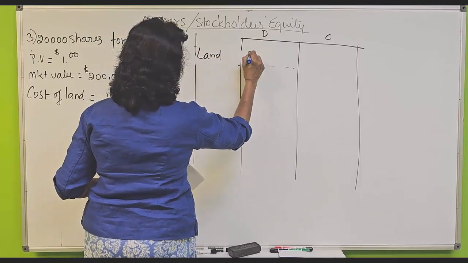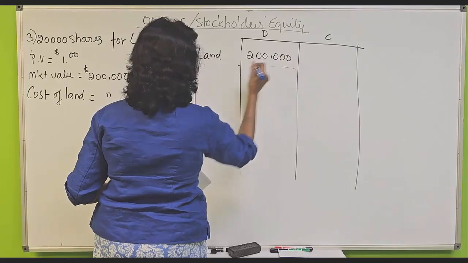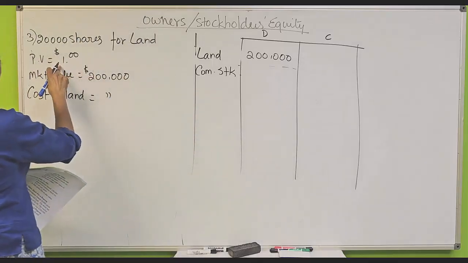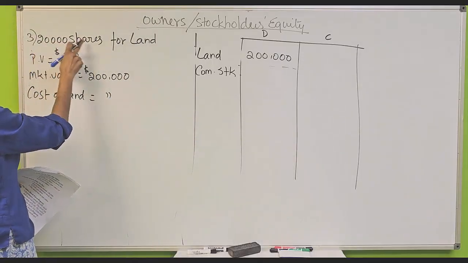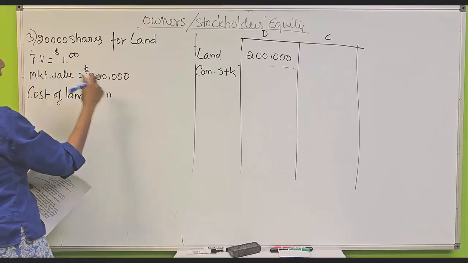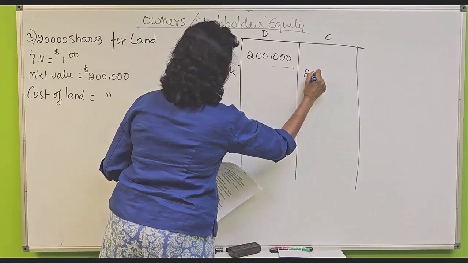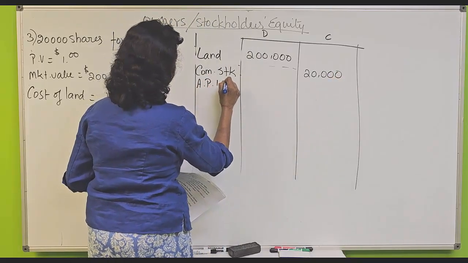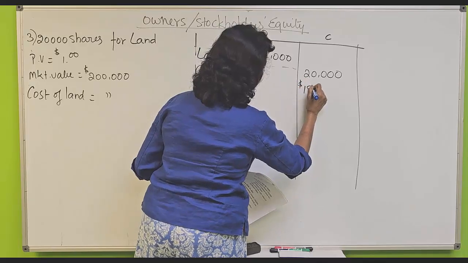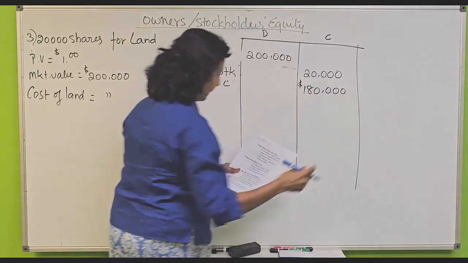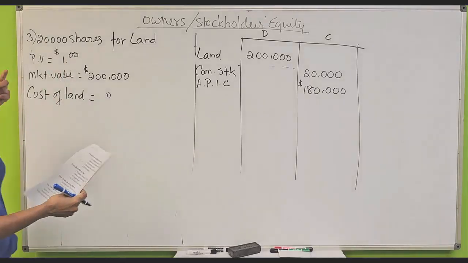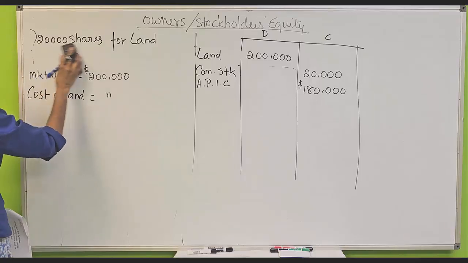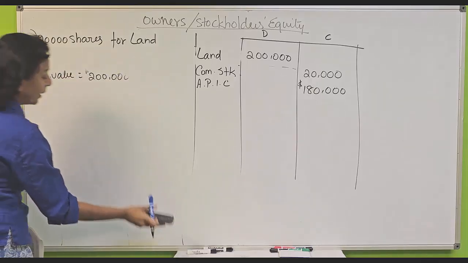So here, instead of cash, you will debit land $200,000 and then you will credit common stock. Here you have a par value. So these 20,000 shares times the $1 par value, the common stock will be credited for $20,000 and the additional paid in capital will be for the remaining $180,000.